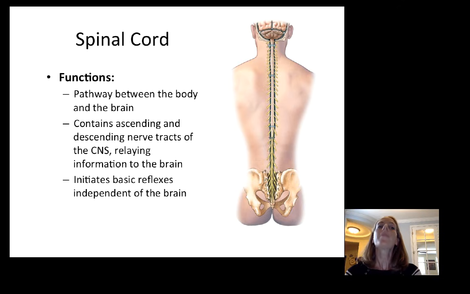Okay, so the brain is one part of the central nervous system. The other part of the central nervous system is the spinal cord. The spinal cord is the pathway between the body and the brain.